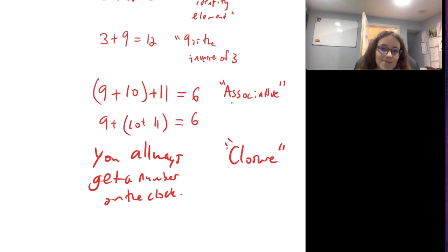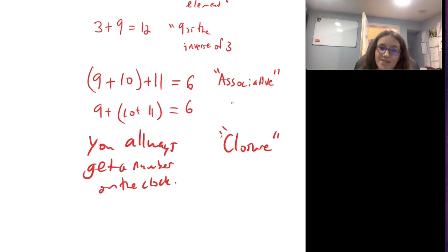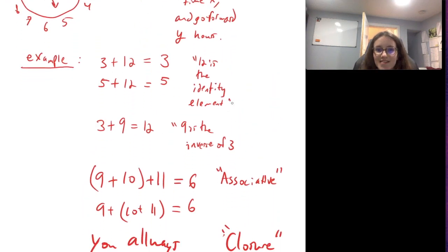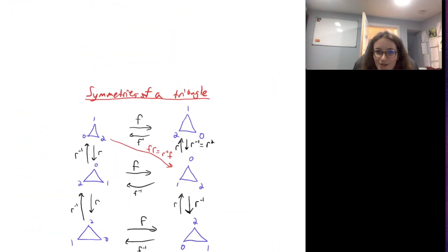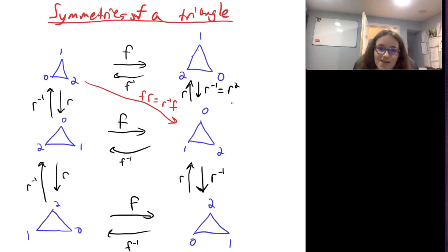9 plus 10 plus 11 is 6, and 9 plus 10 plus 11 is also 6, because it's associative, like we said in the definition. And you always get a number on the clock, which is the last axiom. Closure. Okay, so now we're going to talk about some equilateral triangles.